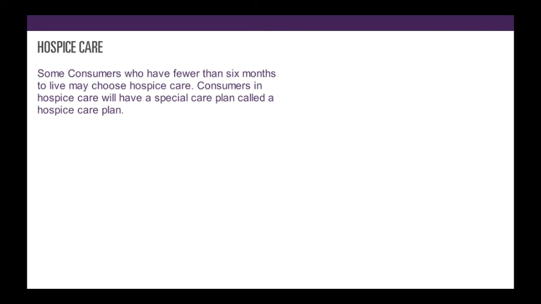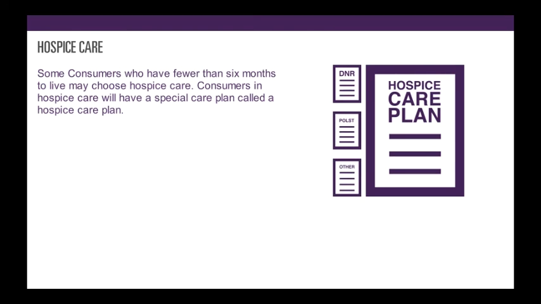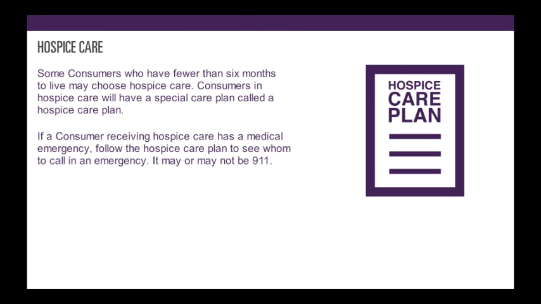Consumers in hospice care will have a special care plan called a hospice care plan. A DNR, POLST, or other advance directive may be part of the care plan. If hospice gets involved in the consumer's care, the HCA must inform the case manager or supervisor. If a consumer receiving hospice care has a medical emergency, follow the hospice care plan to see whom to call in an emergency. It may or may not be 911. If you are an agency provider, check with your employer to learn if you have additional steps to follow.